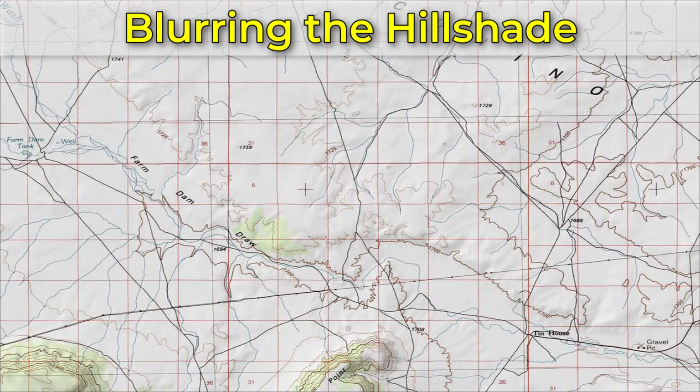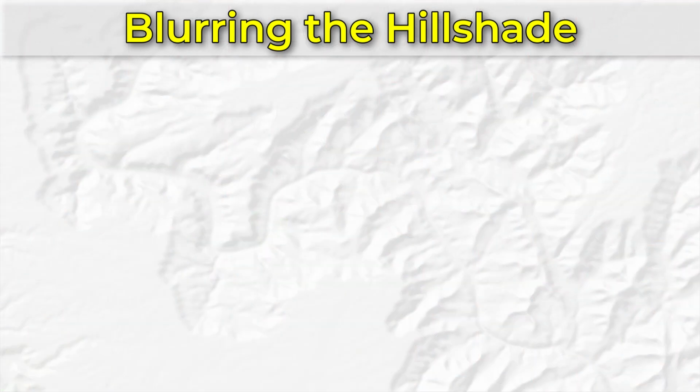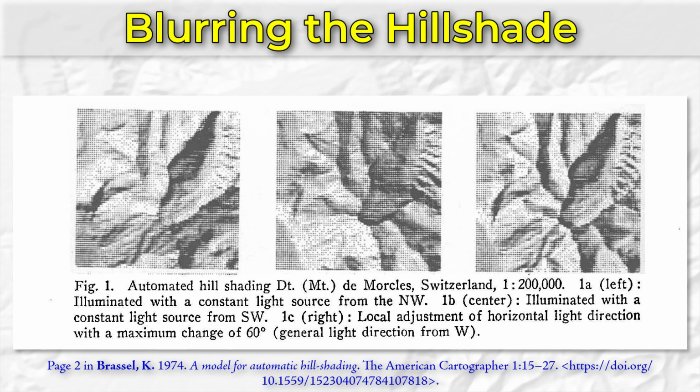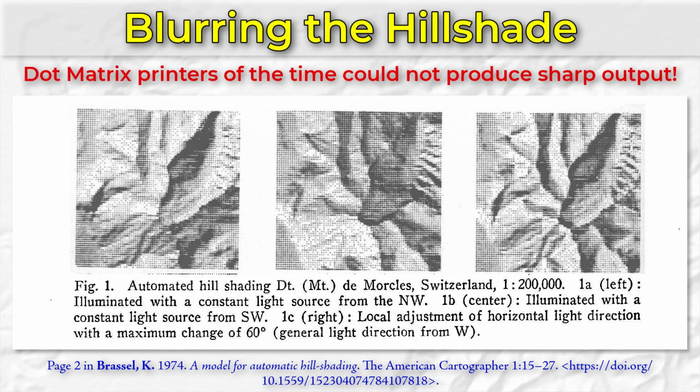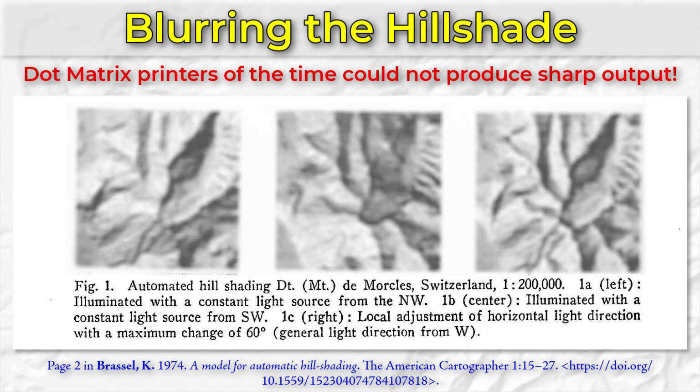Now, blurring the hillshade was first proposed by a fellow named Kurt Brassel back in 1974. His reasoning was more on overcoming problems with the low-resolution dot matrix printers of the time. You can see in Brassel's manuscript that these printed maps were just not as sharp and clean as they are today, and so he recommended that the printed hillshades be photographed with a lens that was a little out of focus, which blurs the image enough to hide the dot pattern.